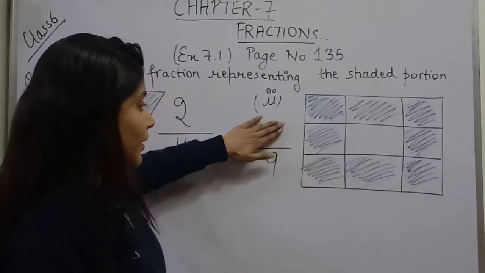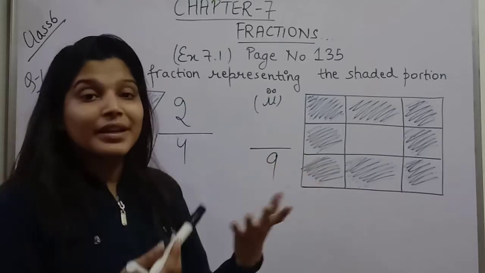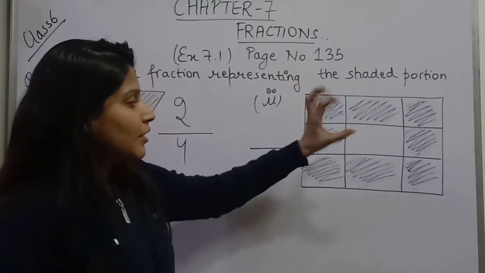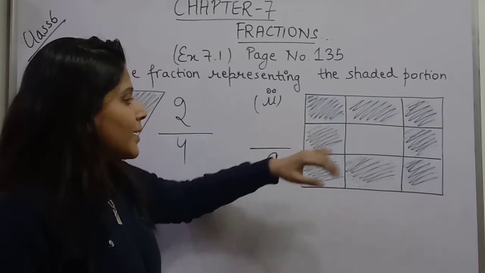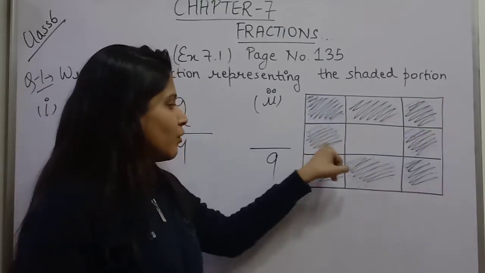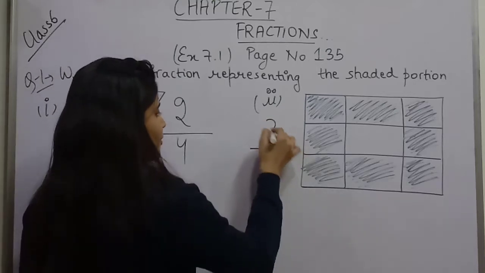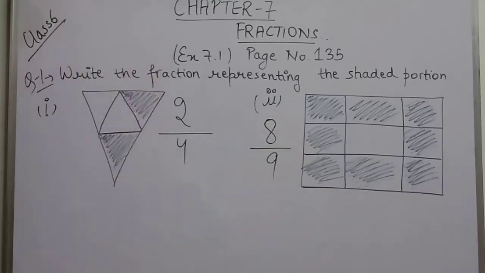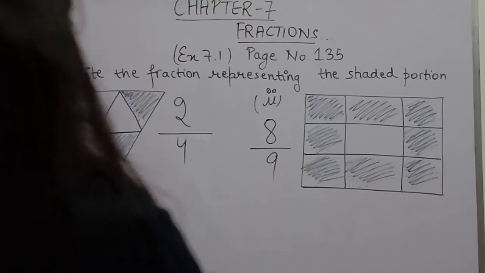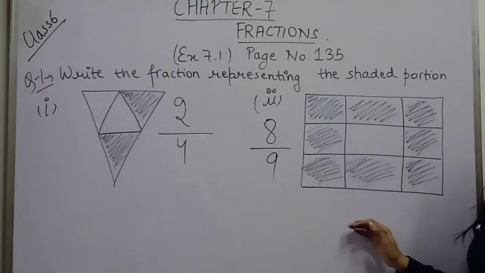अब हमें यहाँ पे क्या लिखना है? In the numerator ऊपर क्या लिखना है? Fraction में shaded parts. तो shaded parts इसमें कितने हैं? 1, 2, 3, 4, 5, 6, 7, 8. Total 8 parts shaded हैं 9 में से. So हमने fraction बना दी 8/9. ठीक है. So I hope these 2 parts are clear to you.